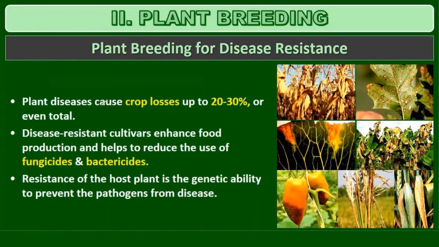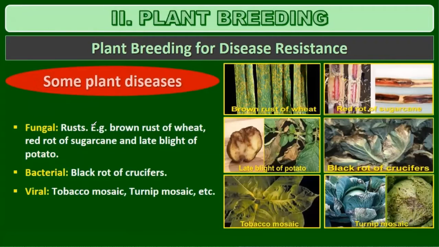So this is an advantage. Resistance of the host plant is the genetic ability to prevent the pathogen from causing disease. Some plant diseases are fungal, bacterial, and viral. Fungal is the rust. Examples are the brown rust of wheat, red rot of sugarcane, and late blight of potato. Bacterial is black rot of crucifers. Viral is tobacco mosaic virus and turnip mosaic virus. So these are certain diseases that are related to plants.